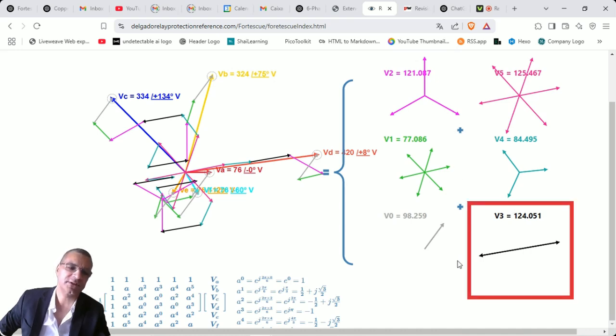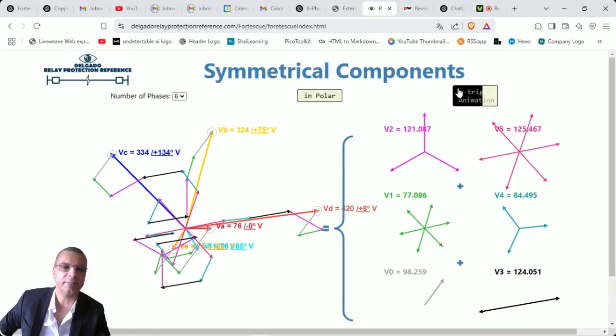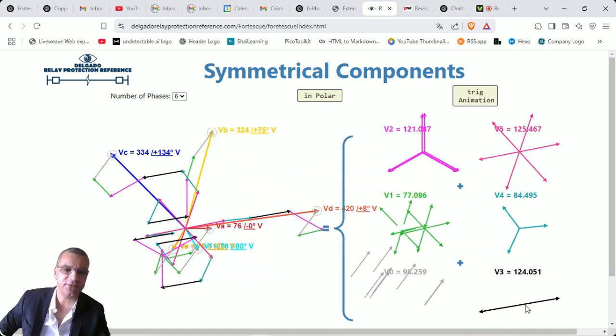And then an interesting one is V3, which is basically phases separated by 180 degrees. So you'd have 0, 180, 0, 180, 0, 180. Next you've got 240 and then 300. As before, you can trigger the animation and see how all these correspond. And you can see all these vectors are corresponding to what you have on the left.